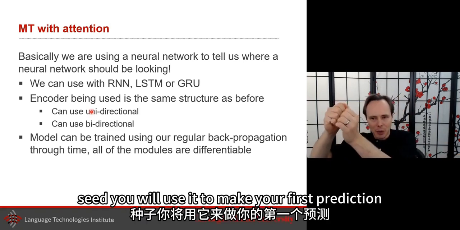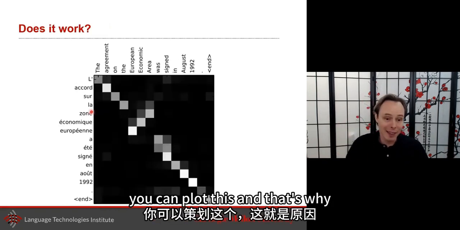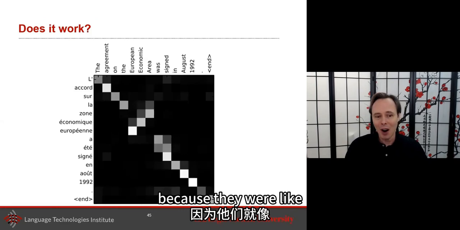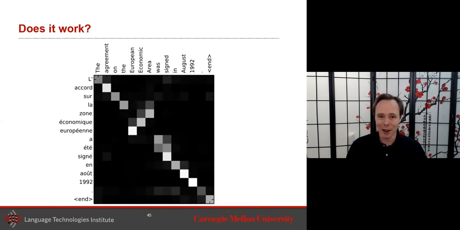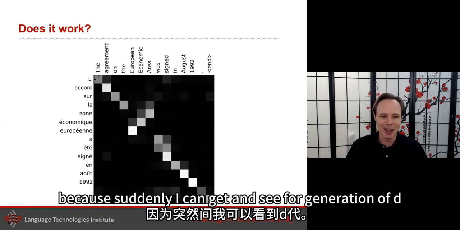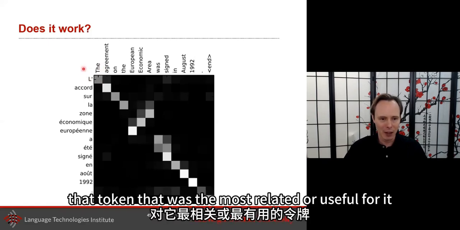You will use it to make your first prediction, and you go over and over. You can plot this, and that's why many people got excited about attention, because they were like, oh, this is definitely an improvement for interpretability, because suddenly I can see, for the generation of a word, which token was the most related or useful for it.